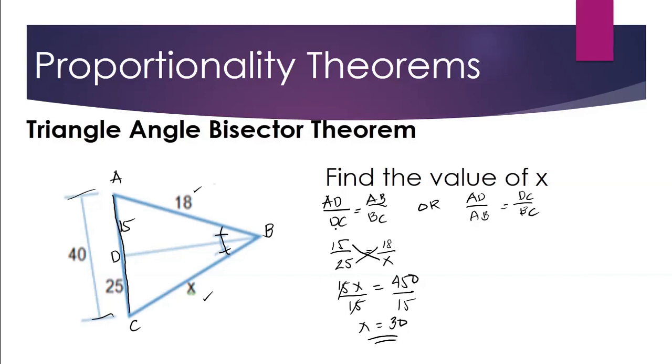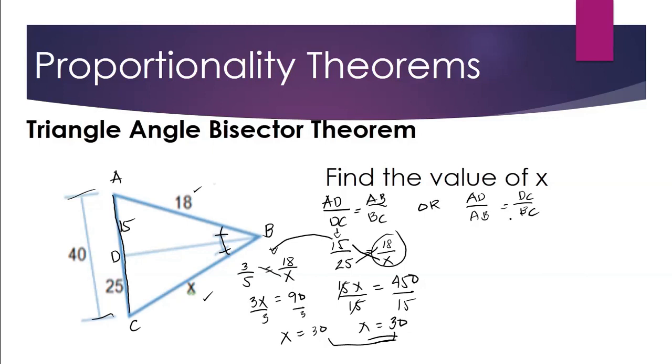Or pwede nating isimplify itong ating 15 over 25. It is both divisible by 5. So, 15 over 25 can be written as 3 over 5. Sinimplify natin to. Lowest term is equal to, we have here 18 over x. Kinopya lang natin to. And then, if you do cross multiplication, we have here 3x is equal to 18 times 5, that is 90. And to solve for x, divide by 3. So, x will be equal to 30, yes, pareho lang. You are going to have the same answer.